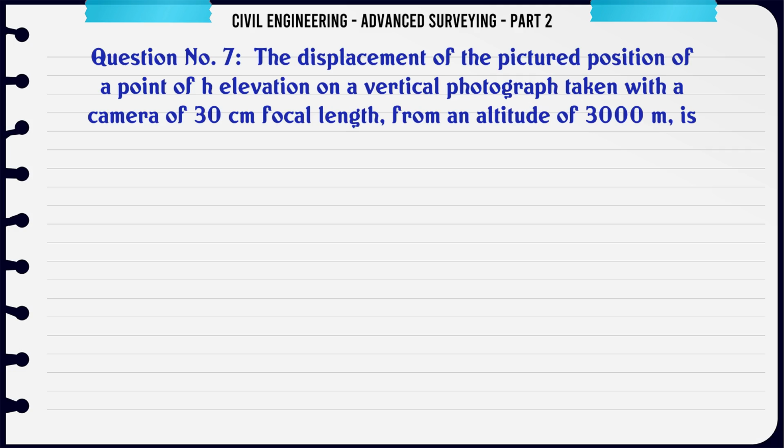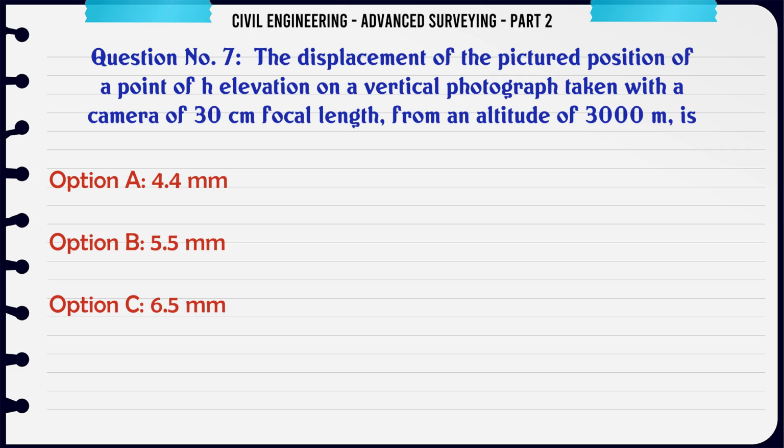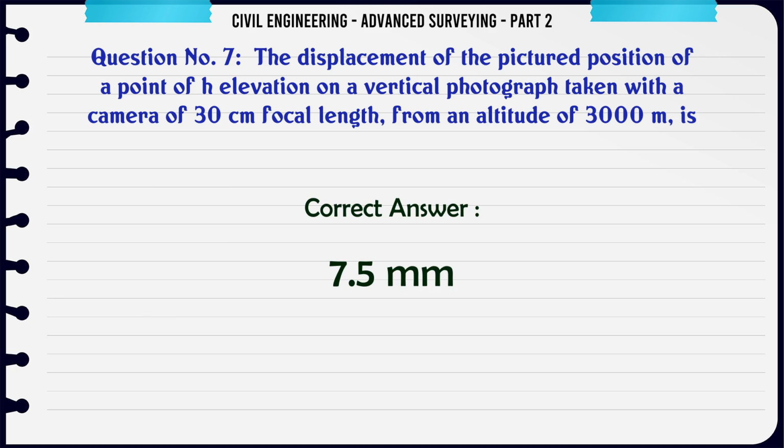The displacement of the pictured position of a point of h elevation on a vertical photograph taken with a camera of 30 cm focal length from an altitude of 3000 m is: A. 4.4 mm, B. 5.5 mm, C. 6.5 mm, D. 7.5 mm. The correct answer is 7.5 mm.